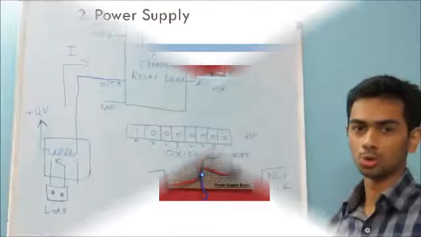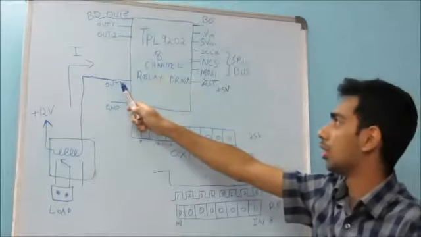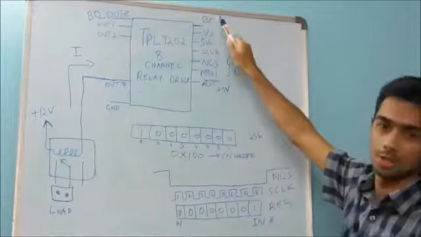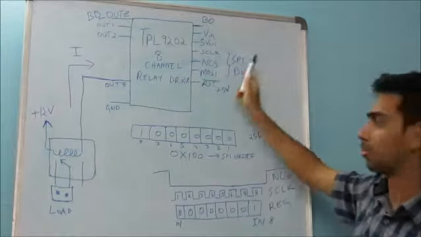The TPL9202 is an 8-channel relay driver. It has 8 output pins from OUT1 to OUT8. It has under voltage protection pin called the brownout pin. It has SPI bus programmability.